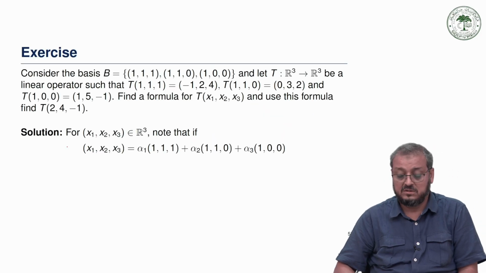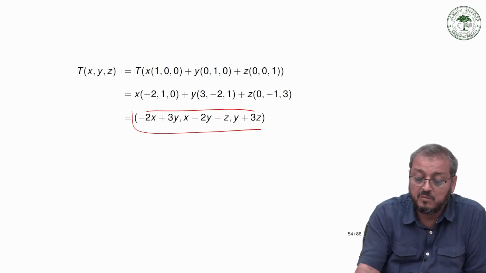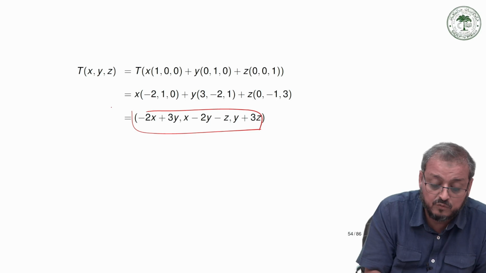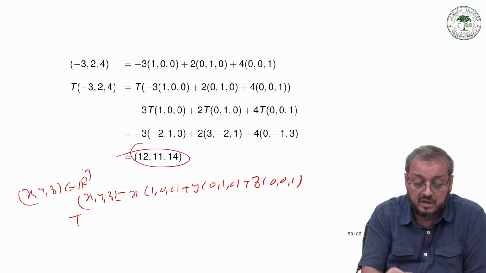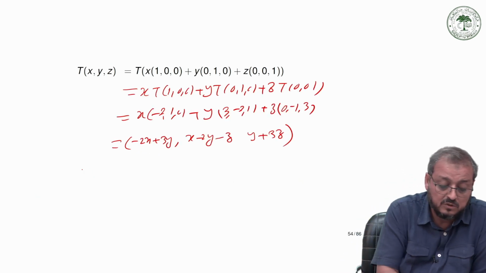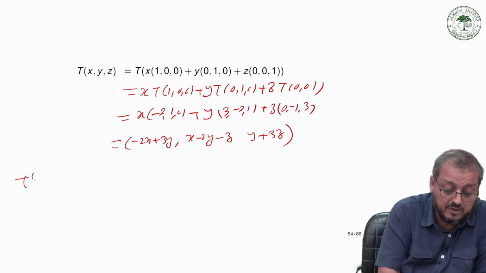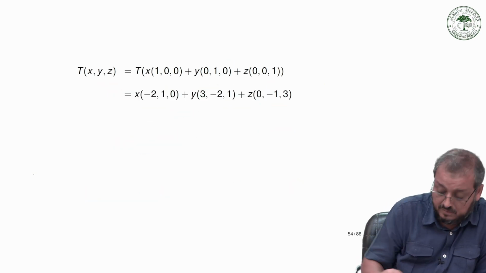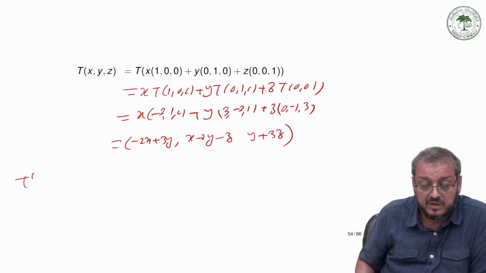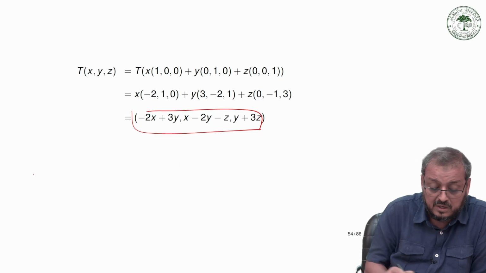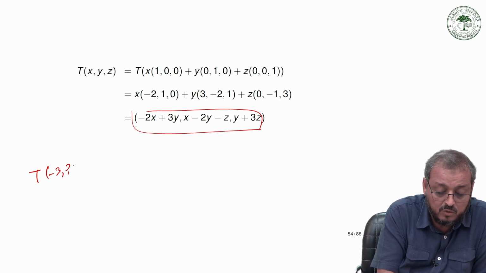So we can just say that is the general formula, which can be written in this form. Okay, so from here I try to find the value for this question, 12, 11, so minus 3, 2, 4. From here we also calculate directly. So we have to calculate this T of minus 3, 2, 4.